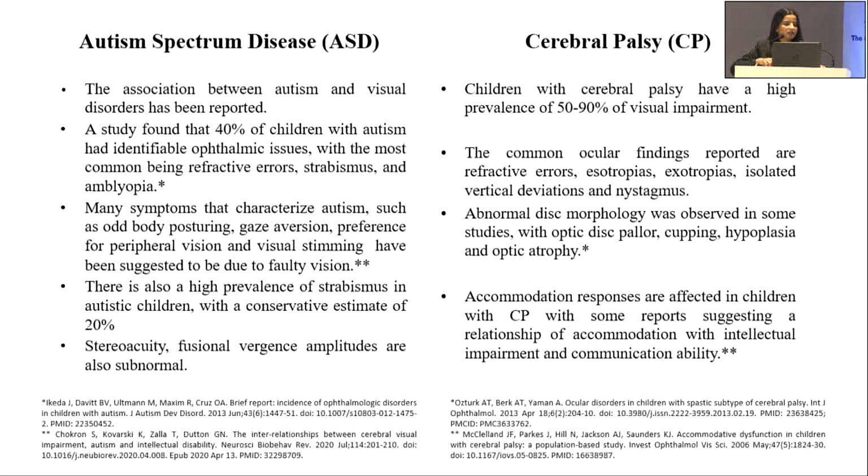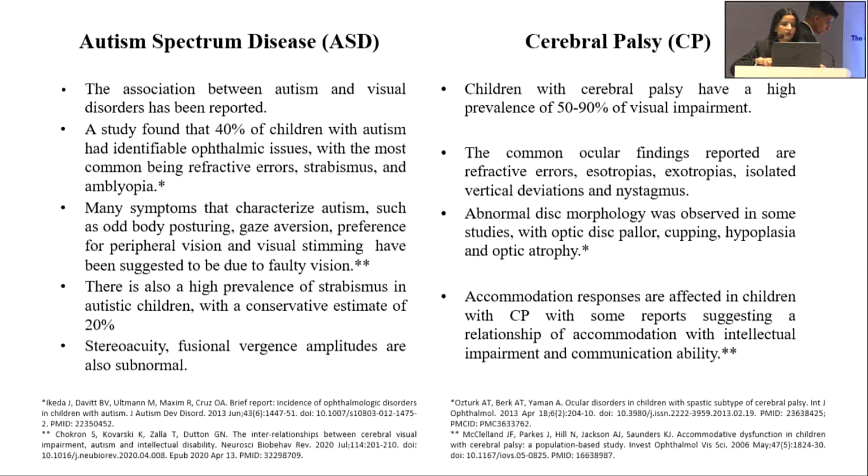In ASD, a study found that 40% of children with autism had identifiable ophthalmic issues, the most common being refractive errors, strabismus, and amblyopia. Many symptoms that characterize autism, such as odd body posturing, gaze aversion, preference for peripheral vision, and visual stimming, have been suggested to be due to faulty vision. And there is a high prevalence of strabismus, around 20%.